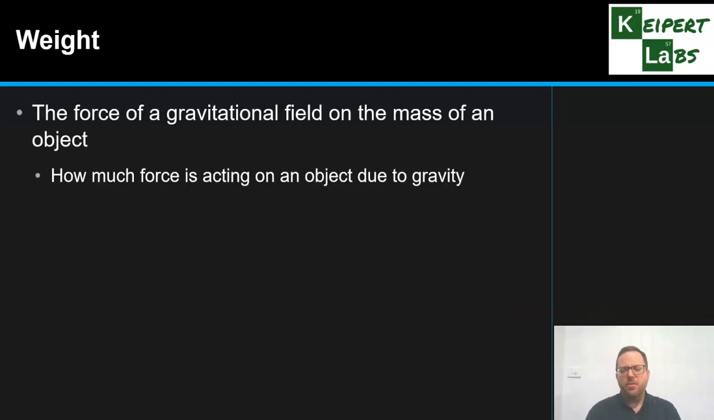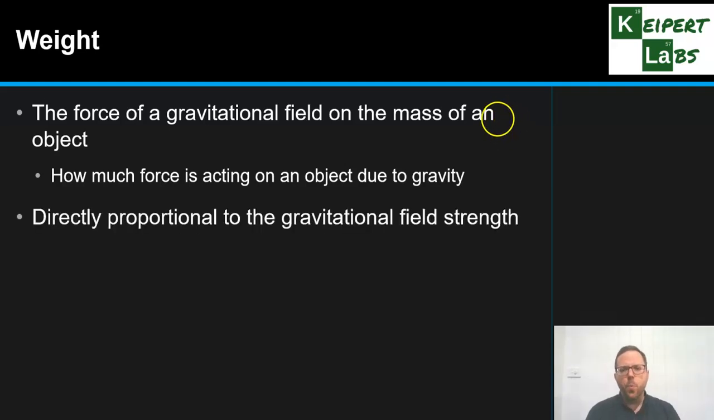So weight is the technical term. Even though we use this word in everyday life in lots of different ways, what we're describing is the force of a gravitational field on the mass of an object. Essentially, if we simplify it a bit, we're saying how much force is acting on an object due to gravity. So weight, in an everyday context, means how big something is or how heavy it is, but in the science context, we give it a particular meaning. We're referring to something very specific. This weight is a force that's directly proportional to the gravitational field strength that the object is experiencing.